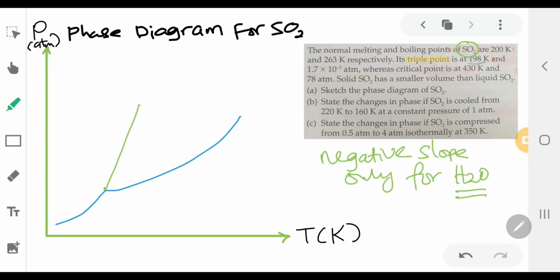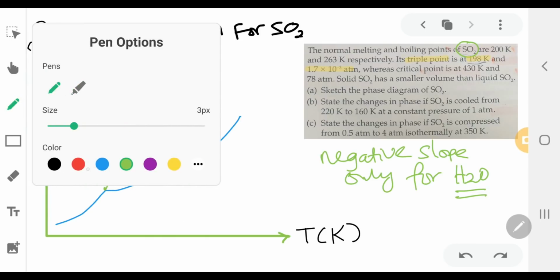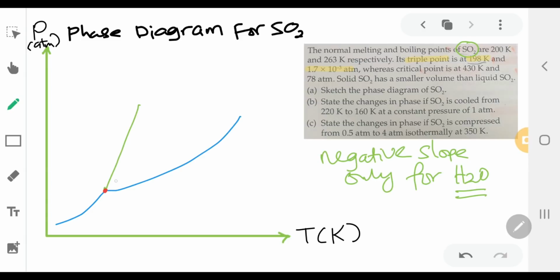The triple point will be at 198 Kelvin and 1.7 times 10 to the power of negative 3 atmospheric pressure. So over here, it's going to be your triple point. Okay, so that is your triple point. Down there, that is 198 Kelvin. And then the pressure is right over here. That should be about 1.7 times 10 to the power of negative 3.